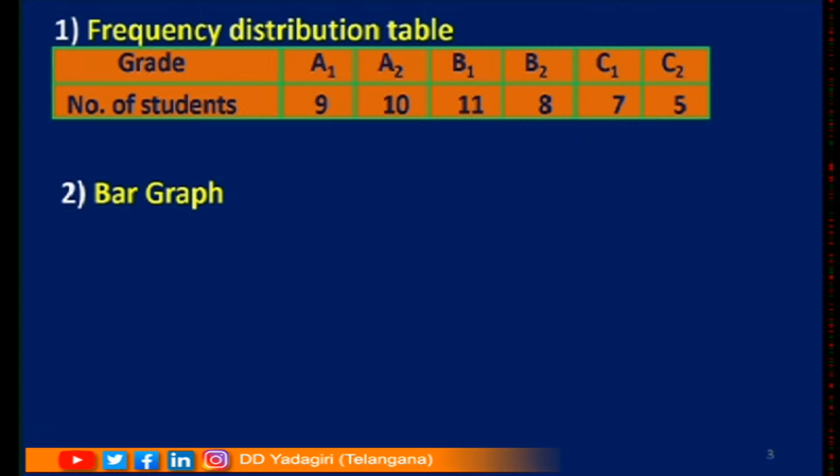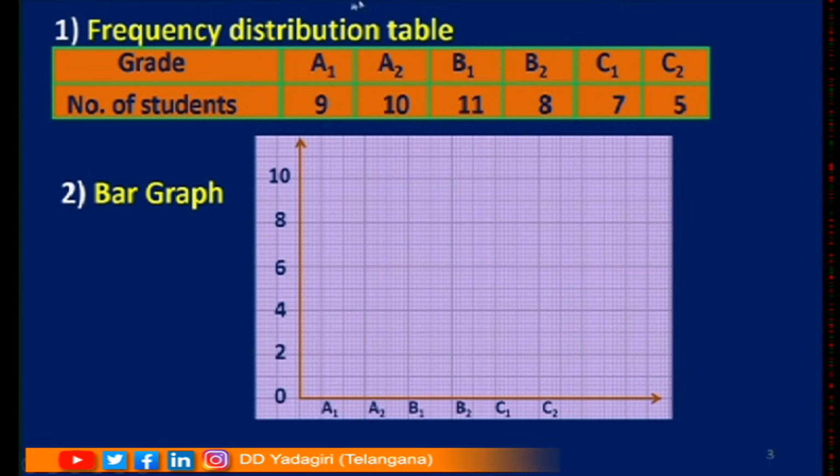Yes, I am using here a bar graph. Children, this is a graph paper. This is the x axis, this is the y axis. Now, A1 is 9. I have taken on the y axis 1 unit equal to 2 students. So, 2, 4, 6, 8, 10. What is the number of students for A1 grade? Yes, it is 9 students. So, 9 will come between 10 and 8.